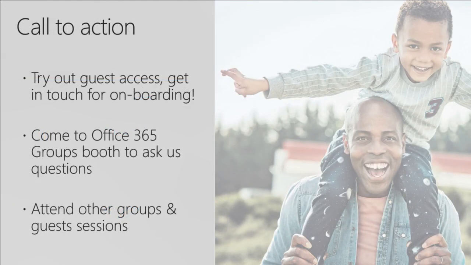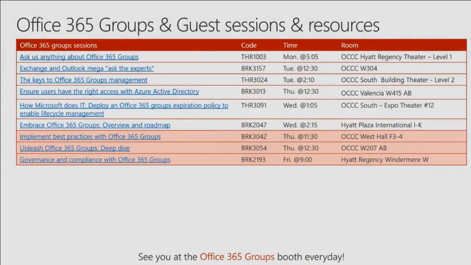Since we are now closing this session, I would like to call out a few things. First is to try out guest access in your organization. There are many organizations using it, making the most out of their Office 365 license. Feel free to reach out to us. We'll be more than happy to help you onboard your organization. Even after Ignite, you have our email addresses. You can take our business card. Come to the Office 365 booth. If you have any feedback or any question, like how does it work with SharePoint, how does it work with Teams, we'll be happy to answer. And attend these group sessions, specifically the one we have with Azure B2B, on ensuring users have the right access, which is Thursday 12:30.